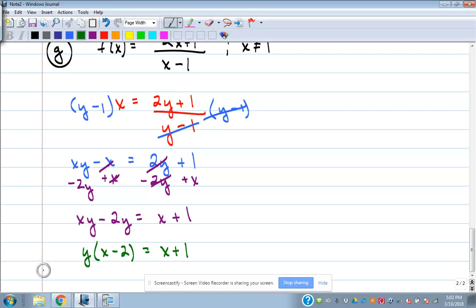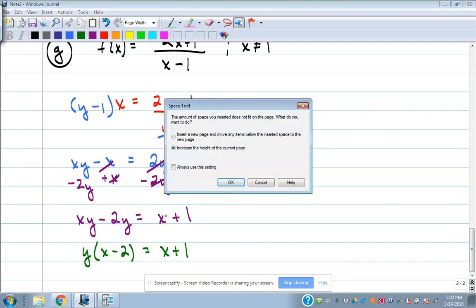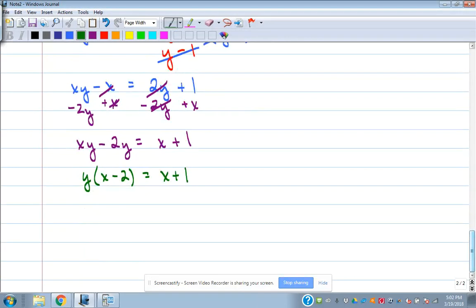Okay. Well, that looks better. It still ain't done. Nope. If I distribute it, I can get back to the purple step. That doesn't do me any good. Why can I divide by x minus 2? What's going on between y and the x minus 2? It's y times this parentheses stuff, so the opposite of times would be dividing. So dividing by that x minus 2, f inverse of x equals x plus 1 over x minus 2.